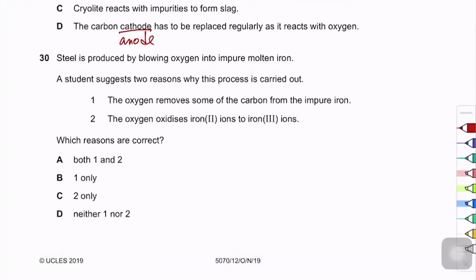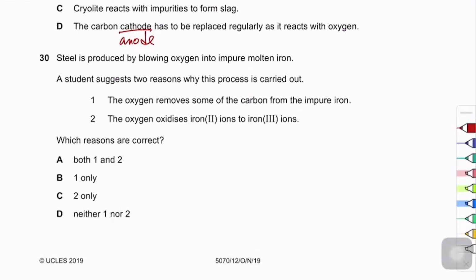Steel is produced by blowing oxygen into impure molten iron. Yes, that's right. This is called oxygen furnace. You have impure iron in there, iron with carbon, and then when you blow oxygen into it, carbon forms carbon dioxide, and you get lesser and lesser carbon present. So it's just two reasons why this process is carried out. The oxygen removes some of the carbon from the impure iron. That's right.